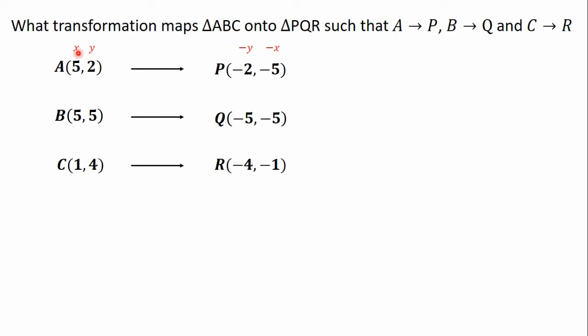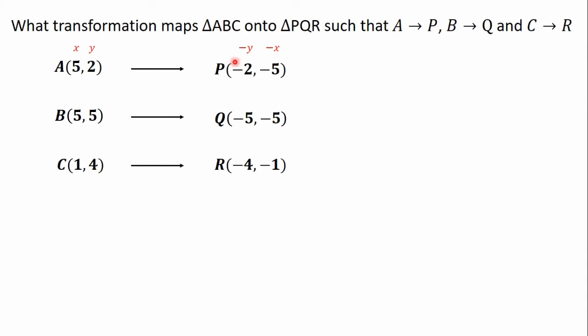So let's try it. Let's use this rule to transform point B. You will see that you are going to get point Q with coordinates (-5, -5). The rule says that (x, y) maps to (-y, -x). This means that to get the x coordinate of the image, we have to negate the y coordinate of the point. And to get the y coordinate of the image, we have to negate the x coordinate of the point. The x coordinate of the point here is 5, so the y coordinate of the image will be -5. The y coordinate of the point is 5, so the x coordinate of the image will be -5. And it is the same here. Point Q has the coordinates (-5, -5).